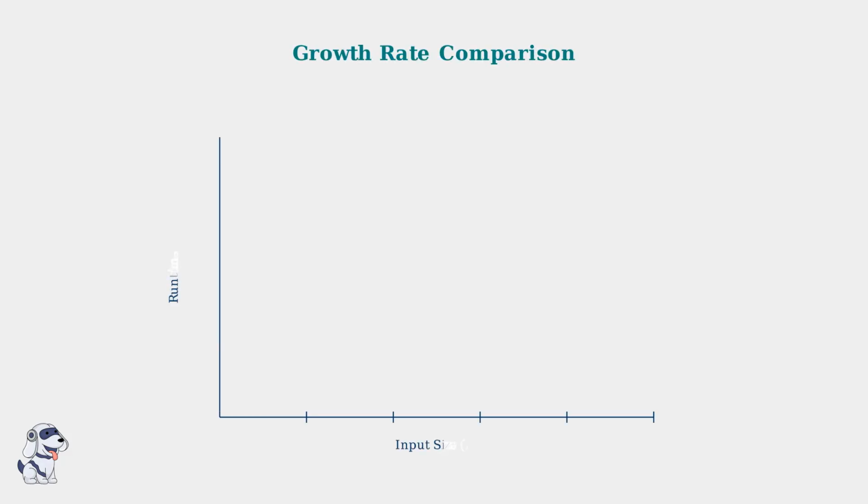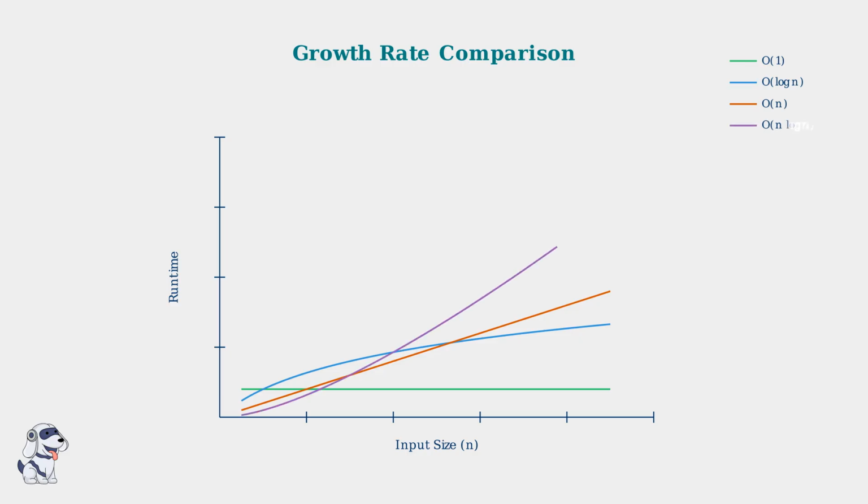O(n log n) appears in efficient sorting algorithms like merge sort. O(n²) is quadratic. Doubling input quadruples the runtime, making it inefficient for large datasets. This graph shows how different complexities scale with input size. Notice how constant time stays flat, logarithmic grows very slowly, linear grows steadily, and quadratic grows rapidly. Understanding these growth rates helps us choose the right algorithms for our problems.